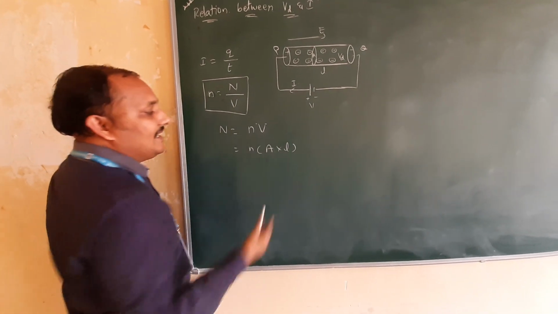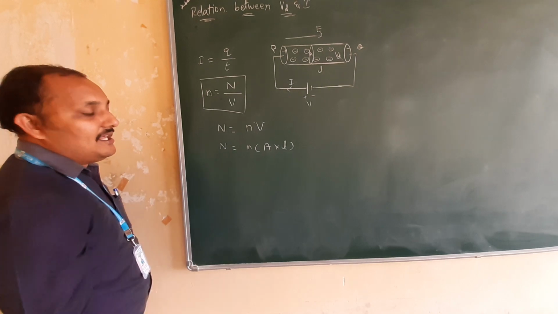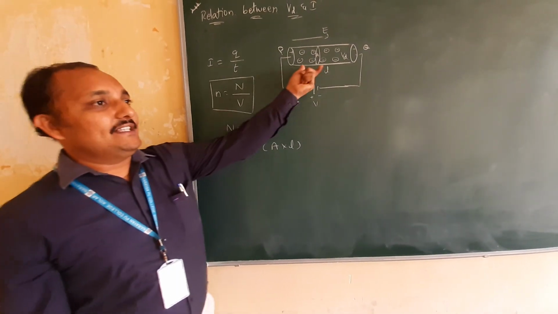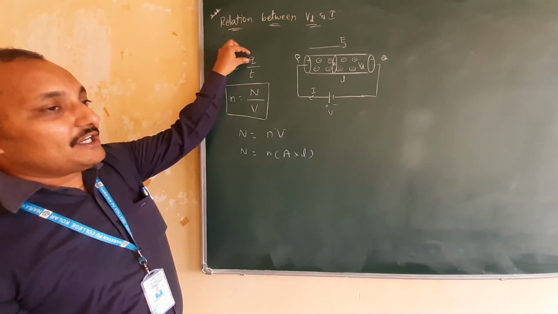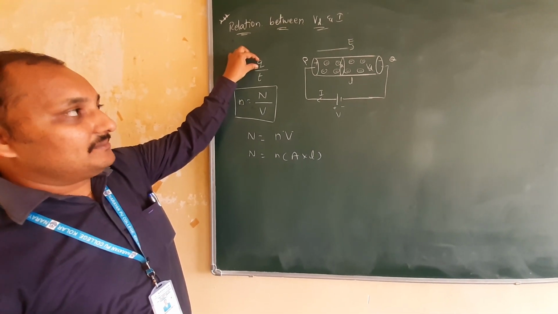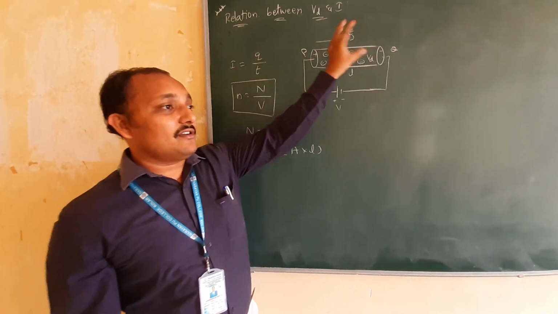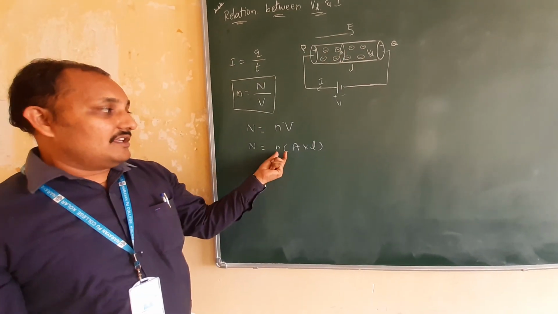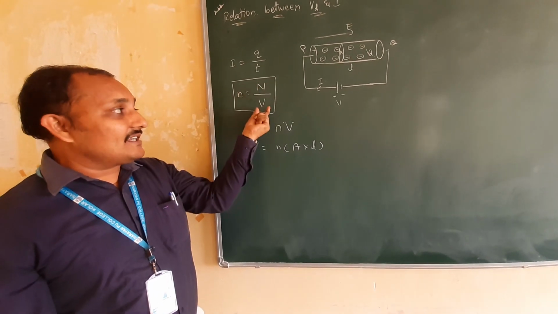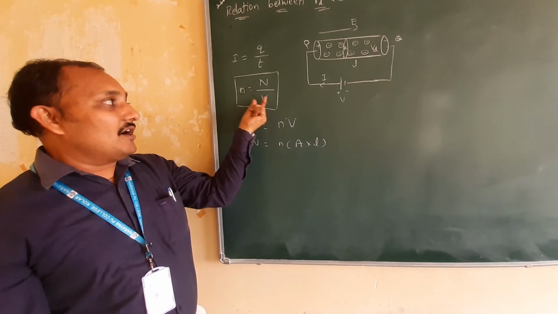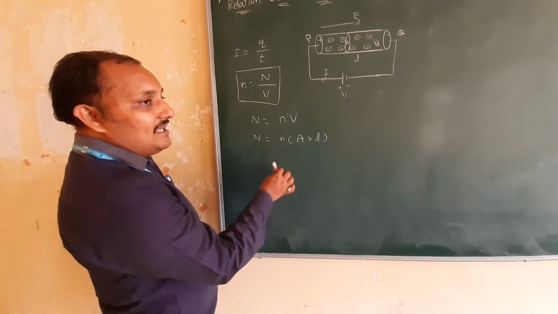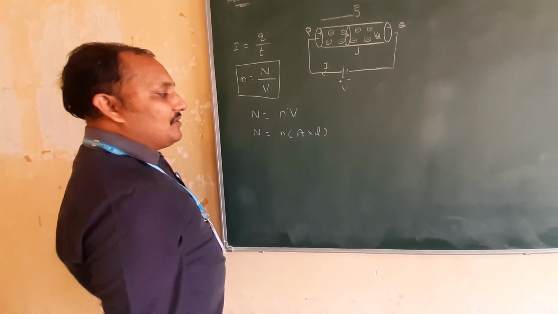Area into length. This is nothing but how many charges are present within this conductor. Because if only one electron or one charge is there, we will write either e or minus e. But here so many electrons or charges will be there. So within this volume, n number of charges are occupied. That is nothing but the number density, small n. Here n is the number of charges per unit volume.